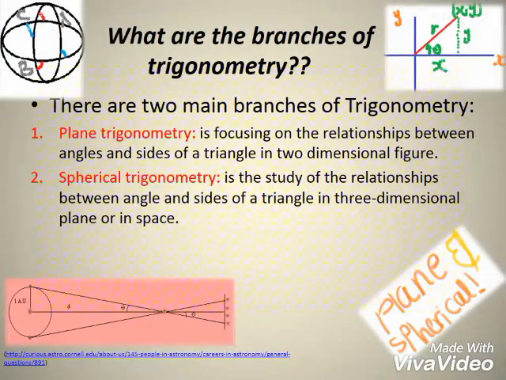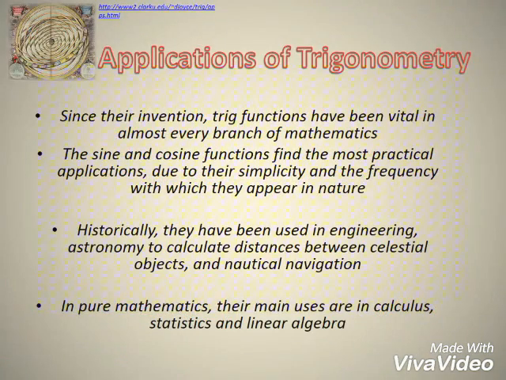There are two main branches of trigonometry. One, plane trigonometry, is the study of the relationships between angles and sides of a triangle in a two-dimensional figure. Two, spherical trigonometry, is the study of the relationships between angles and sides of a triangle in a three-dimensional plane or in space.